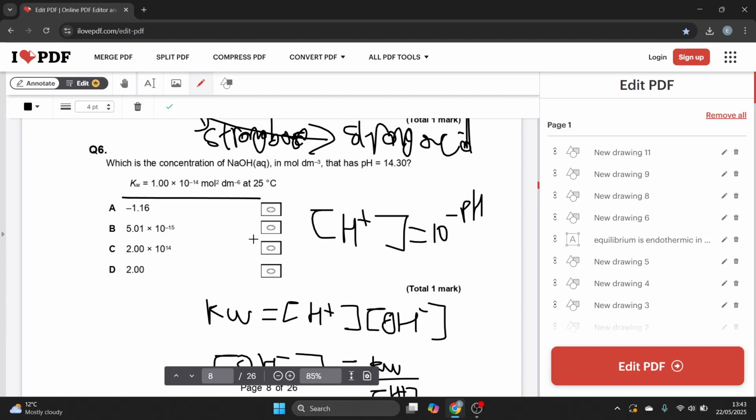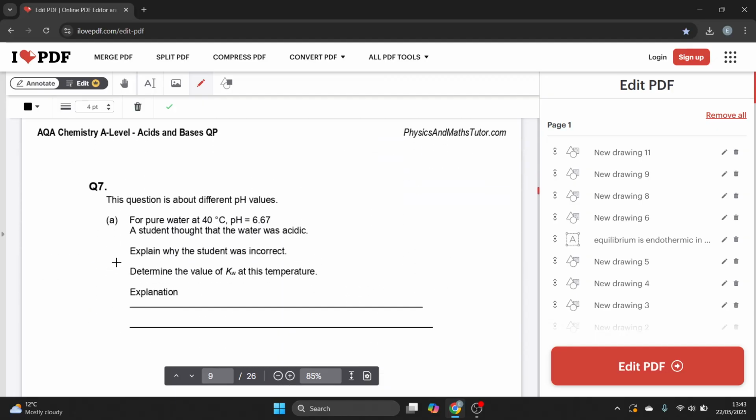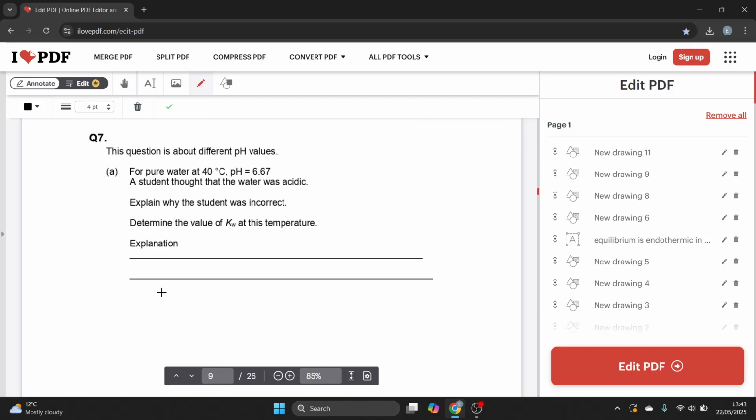So it's 1.00 times 10 to the power minus 14 over 10 to the power of minus 14.30. I get 2, so the answer is D. I got 1.995, therefore rounds to 2. Explain why the student is correct. It's because the concentration H plus equals concentration OH minus.